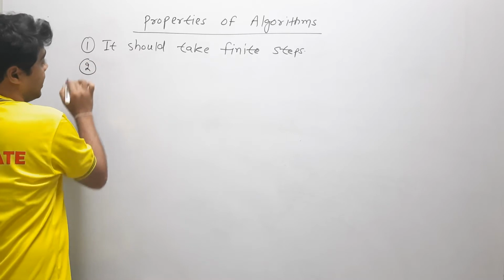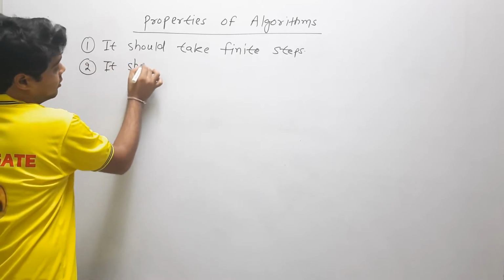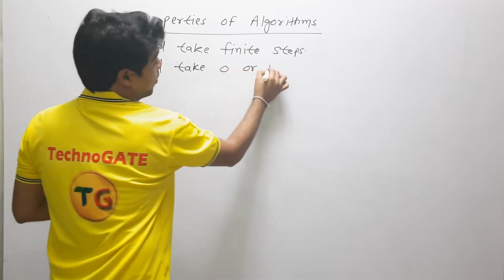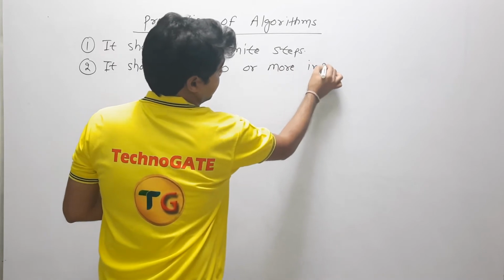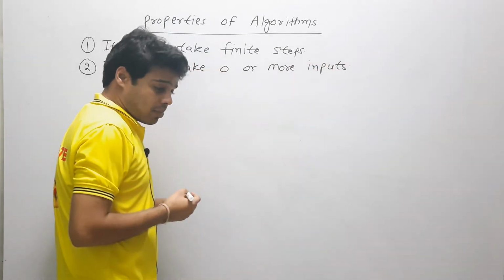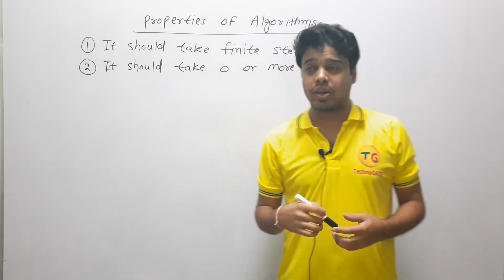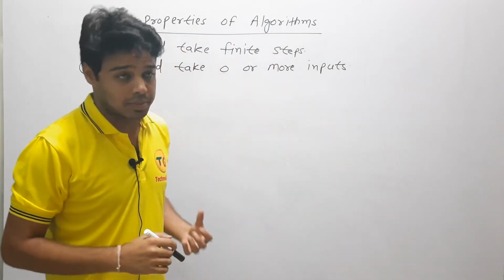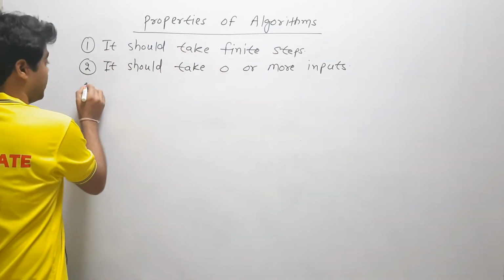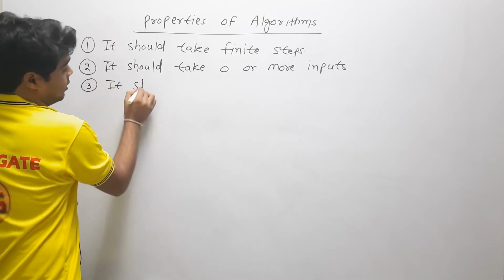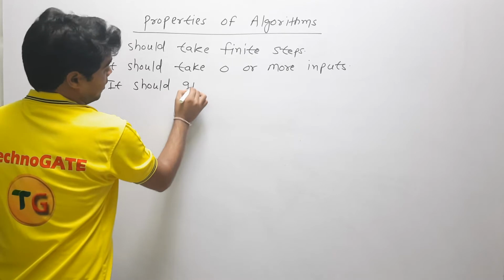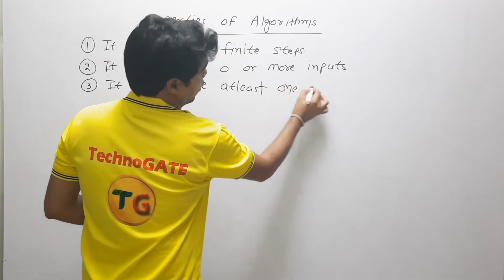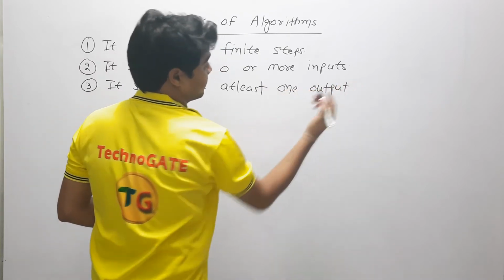The second one is what? It should take zero or more inputs. So an algorithm must work on zero or more inputs. So if we give the input, then the desired output must come. So it should give at least one output. This is the third property.